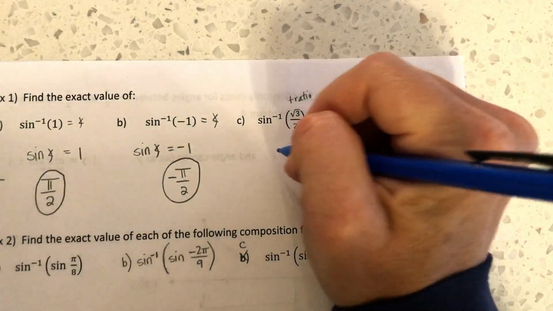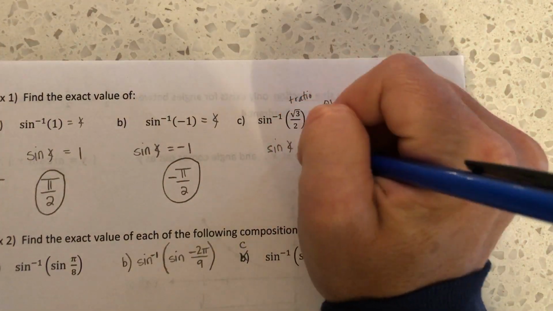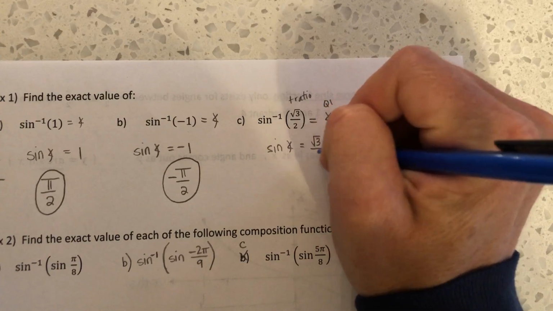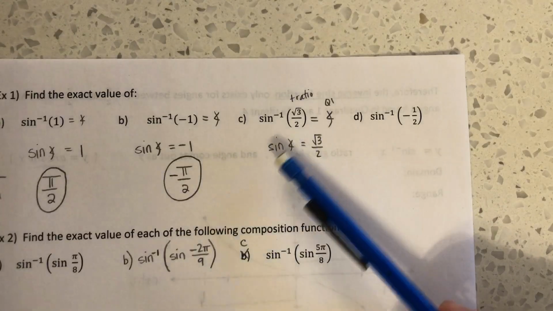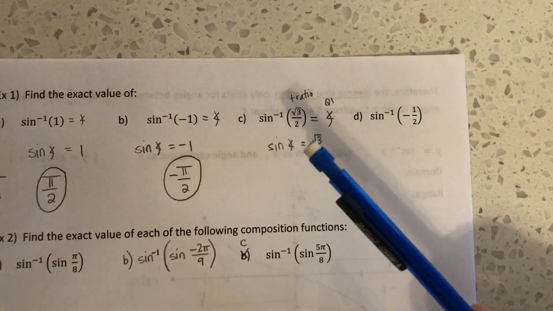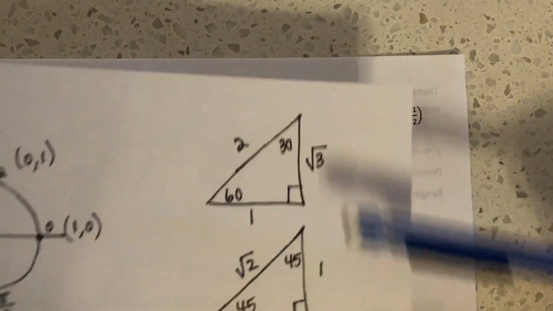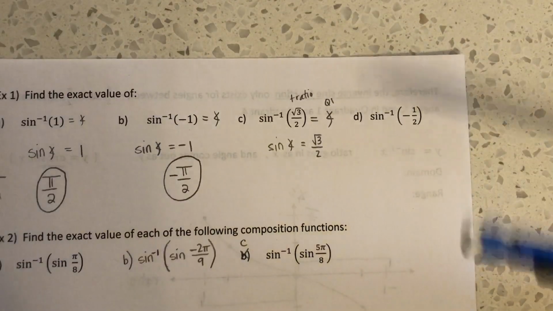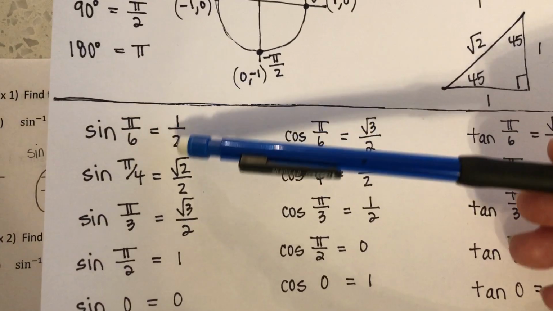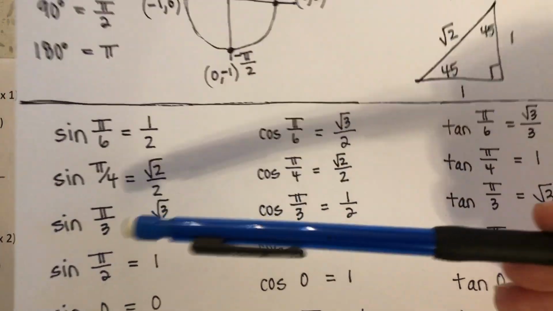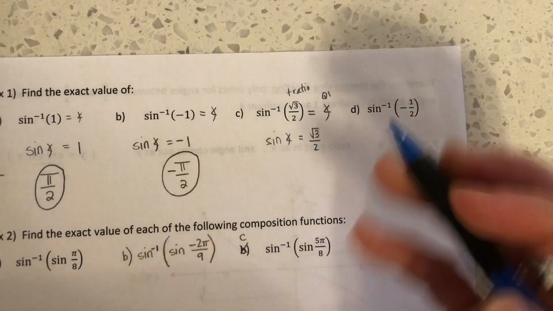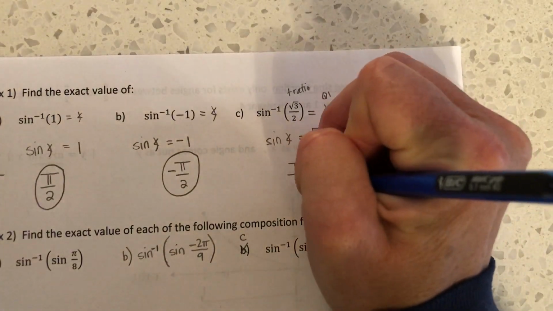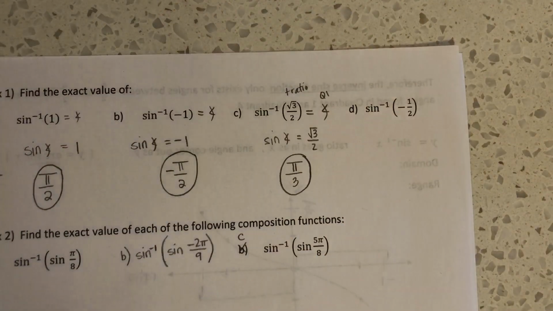So the answer to this is some quadrant 1 angle. Does anybody know the sine of what special angle had a ratio of root 3 over 2? Was it the sine of a 30, 45, or 60? Was it a pi over 6, a pi over 4, or a pi over 3? If you go to my cheat sheet, or even your little triangle, which sine of what angle had root 3 over 2 as its ratio? Pi over 3. So the angle in quadrant 1 that this inverse would have spit out is positive pi over 3.